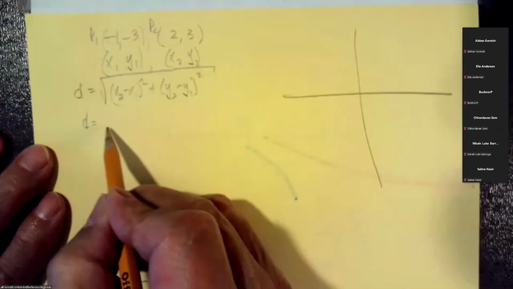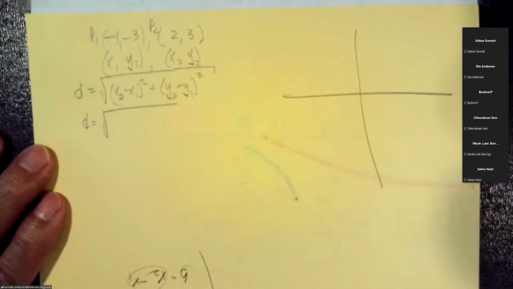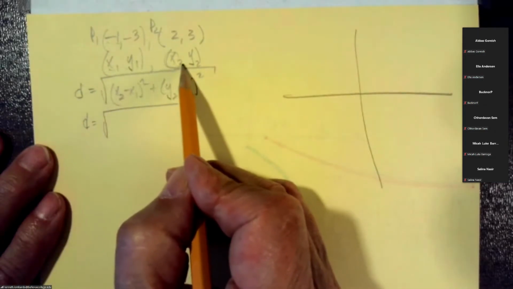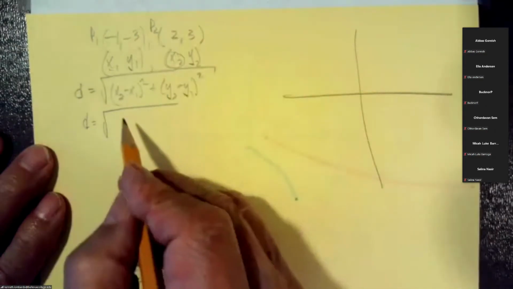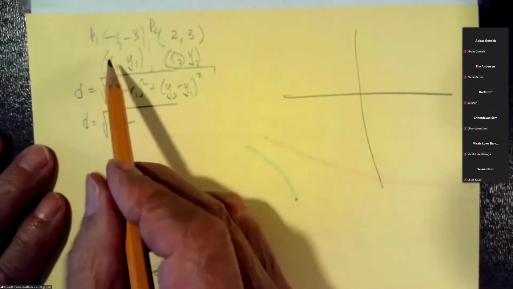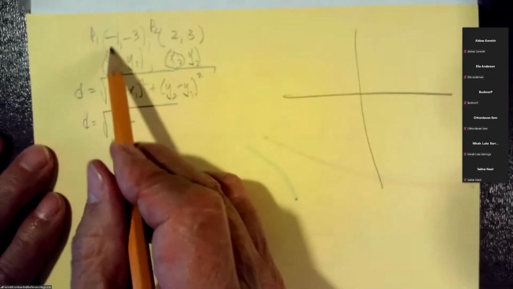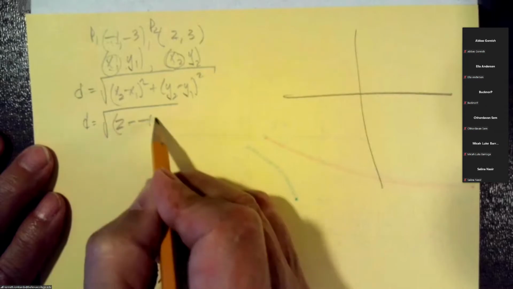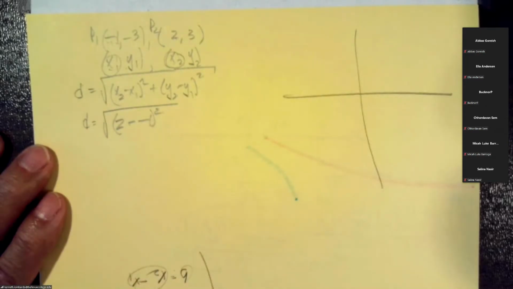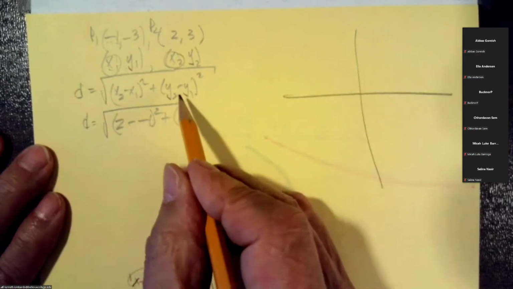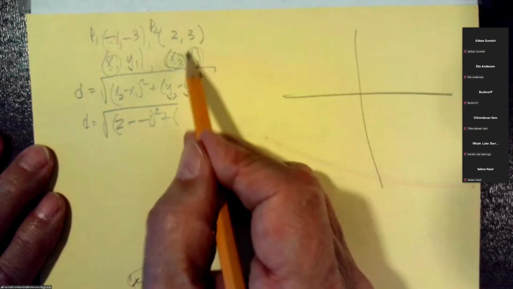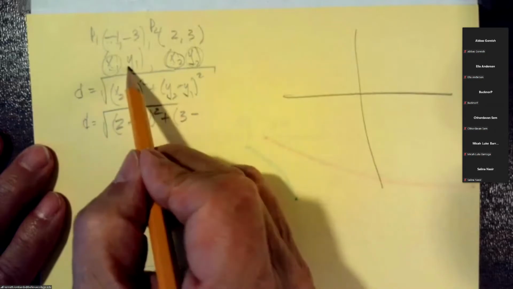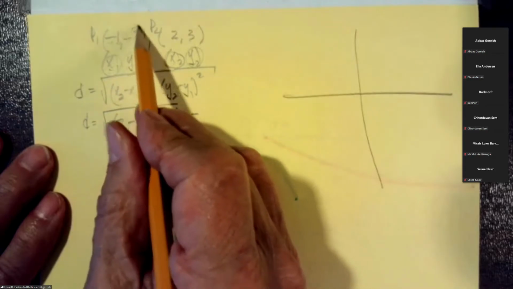And then we just have to substitute in here, don't we? So x2, well, we've labeled this as x2. So that's 2 minus what we've labeled x1. Here's x1, and that's -1. So minus -1, and we're going to square that, plus y2, here's the label for y2, and that's 3, minus the label for y1, and that's -3.